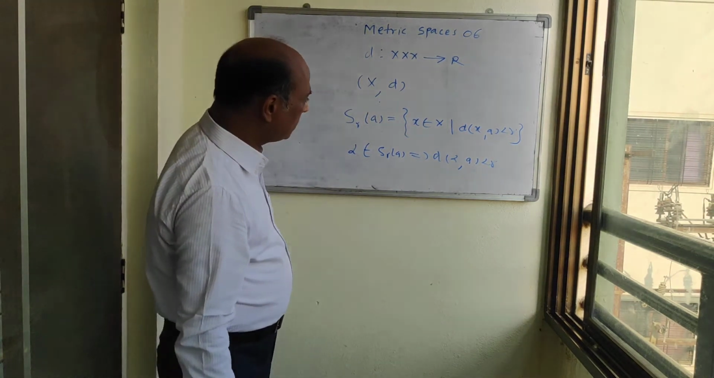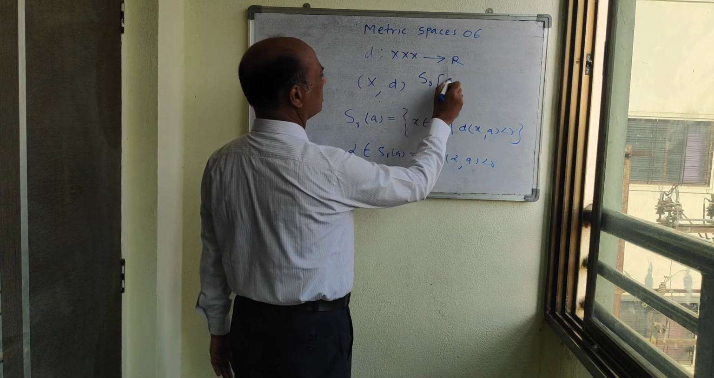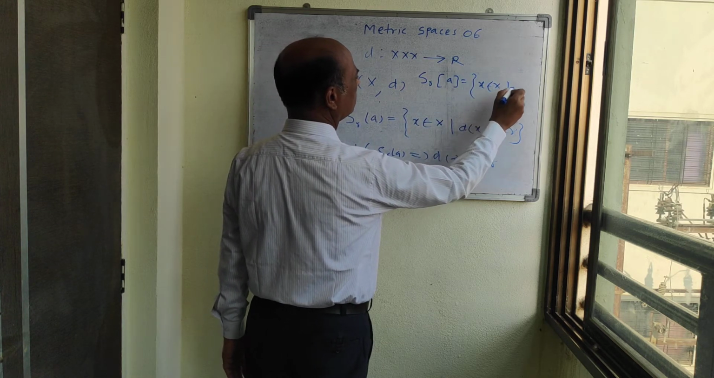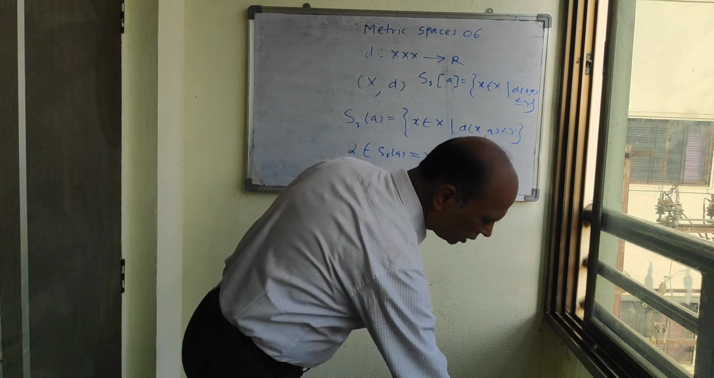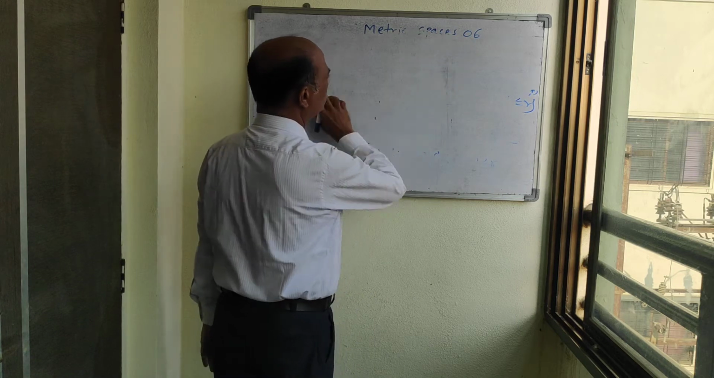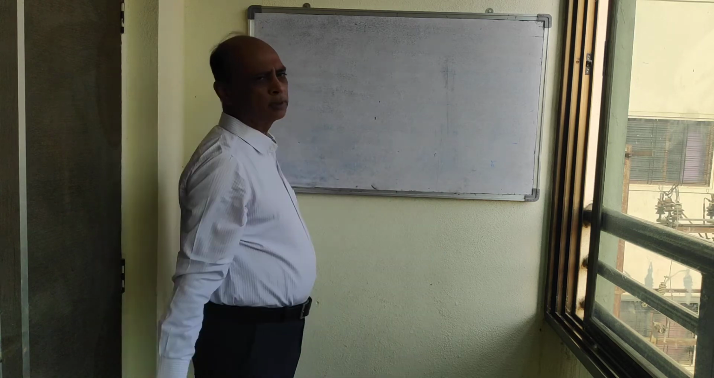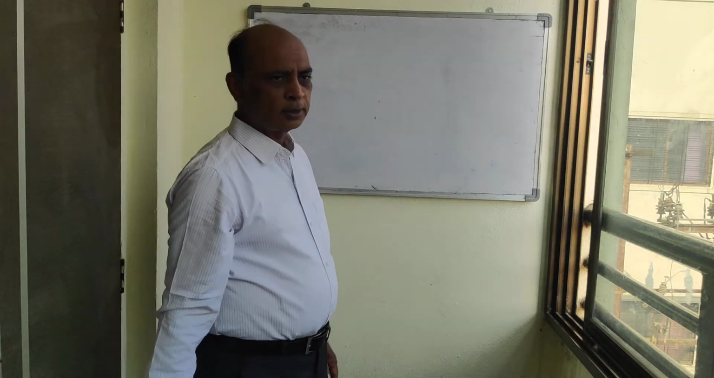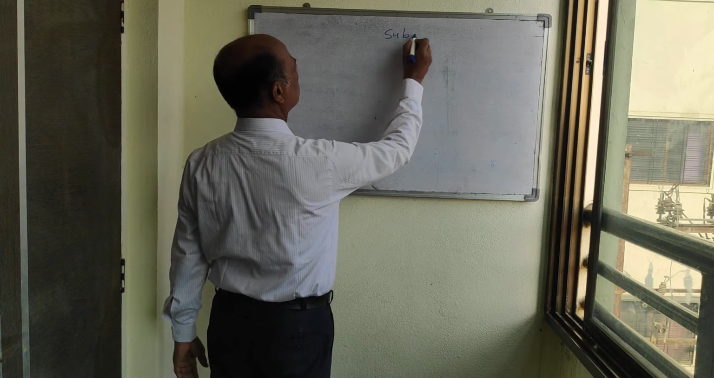Now, similarly, there is a closed sphere. Closed sphere means the set of X belonging to capital X such that the distance of XA is less than or equal to R. That is the closed sphere. And also we have proved this closed sphere is a closed set and this open sphere is an open set. So today we have to see the next article, that is the subspace.